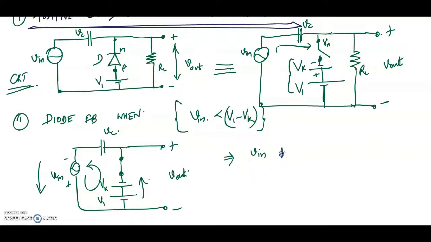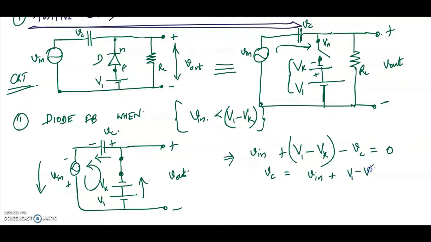So it is plus V1 minus Vk, and then it goes like this. As you can see, this is plus and this is minus, and therefore it is a drop in voltage. So I'll mark it as minus Vc equal to 0, and that's it. What do I want from this? I want an equation for Vc. Vc is equal to Vin plus V1 minus Vk.